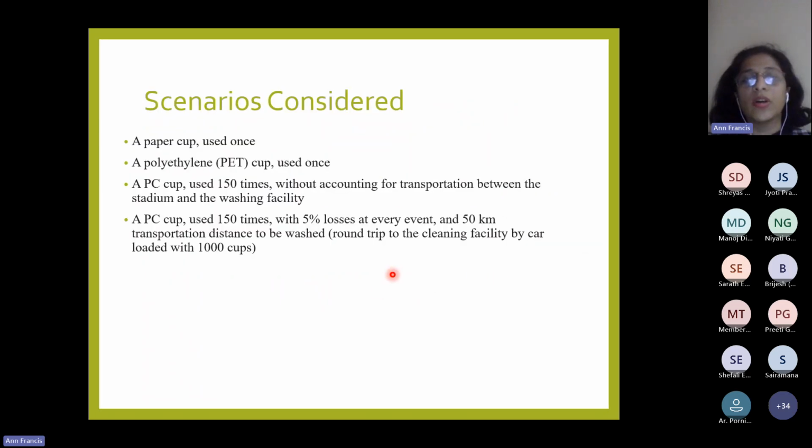So considering this, the scenarios are: a paper cup which is used once, a polyethylene cup used once, and a polycarbonate cup which is used 150 times, but in this scenario we are not considering the transportation between the stadium and the washing facility. And then we are also considering a polycarbonate cup used 150 times, with 5% loss at every event, and a transportation of 50 kilometers. It has to go and get washed and come back. Each time, around 1,000 cups are loaded together, cleaned, and then come back. These are the assumptions we are comparing here.